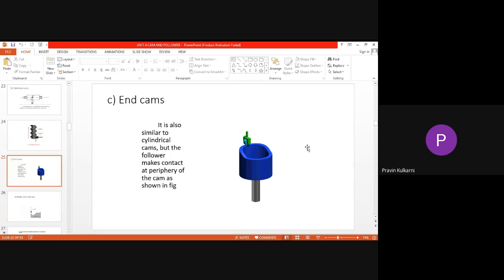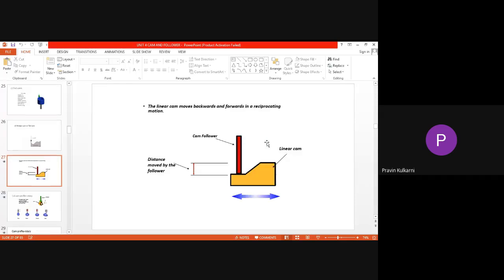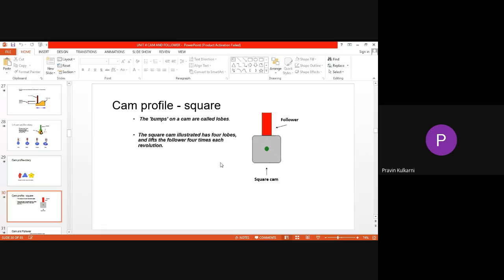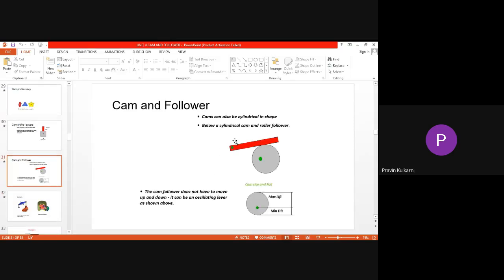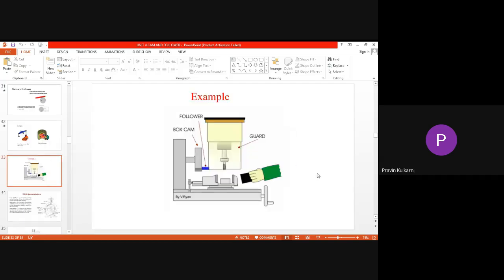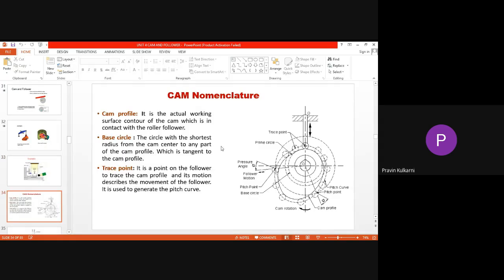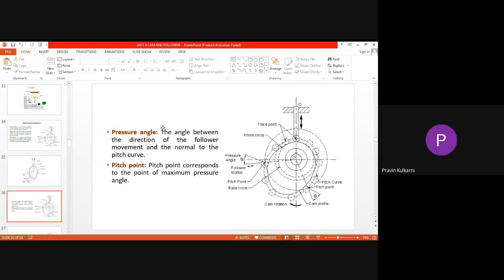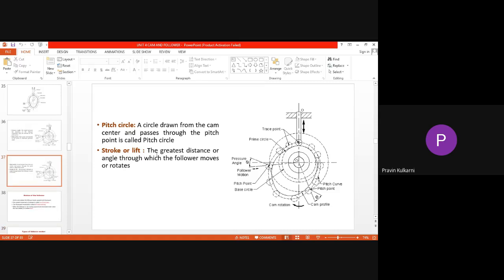This is actually end cam, wedge cam. This we have seen. Okay. Oscillatory follower is shown. Examples: control the movement of the engine valves, cam used in a pump. This is very important. Nomenclature is to be studied: cam, follower, base circle, trace point, and so on. Pressure angle, pitch point, stroke or lift.